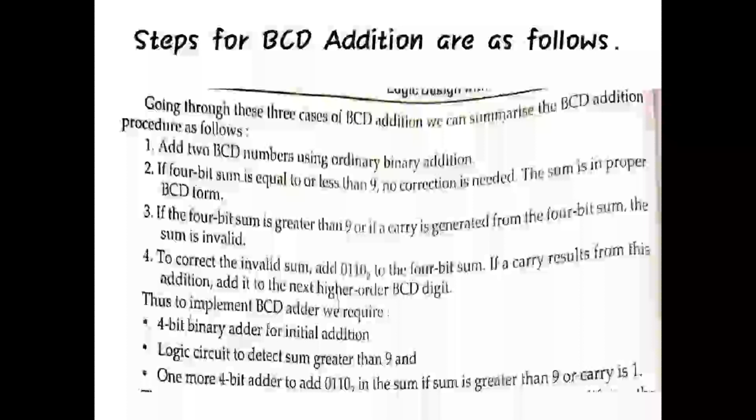Next, a logic circuit to detect whether the sum is greater than 9. If it is less than 9, no problem. But if it is greater than 9, I need to add a 6. Next, one more 4-bit adder to add 6 to the sum if the sum is greater than 9 or carry is 1. So I require 2 binary adders, one for the starting addition and one for adding the 6, and a logic circuit to detect that the sum is greater than 9.